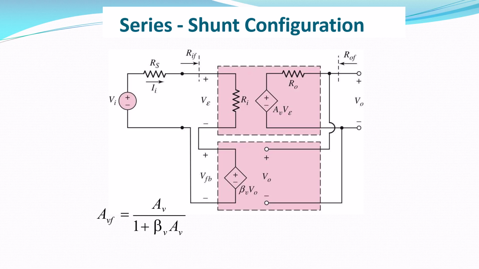And for every configuration, we are solving for the gain value, input resistance, and output resistance. So first, this is the hybrid model circuit diagram for the series shunt configuration. So this is the main general equation for the gain of the feedback amplifier. Here, AVF, the voltage gain of the feedback amplifier, is equal to AV by 1 plus beta V into AV. So the gain value of the feedback amplifier is common for all the types of feedback network.